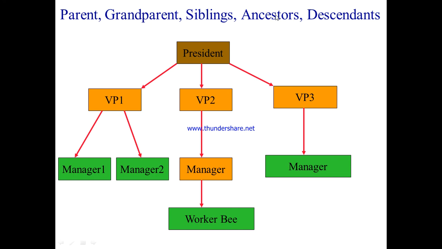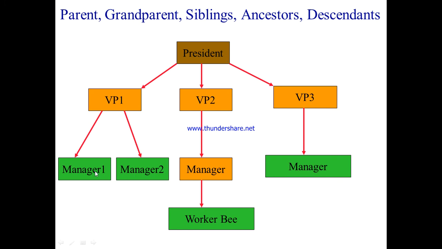Like this we can have different terminology in the tree: parent, grandparent, siblings, ancestors, descendants. Parent is what? For worker B, manager is the parent. For manager, VP2 is the parent. Then president is VP2's parent. For this manager and manager 2, VP1 is the parent. For VP1, president is the parent. For this manager, VP3 is the parent, and for VP3, president is the parent.